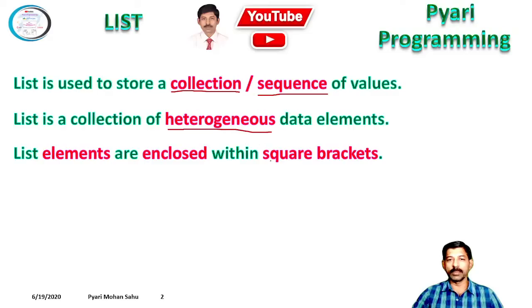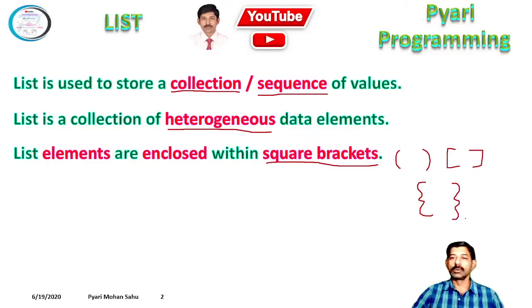This is quite an easy point for all of you. List is enclosed within the square bracket. Tuple is enclosed within parenthesis. This is called your parenthesis. This is called your square bracket. And this one is called your curly bracket. As you know, I am very strong in drawing, so you think this is called your curly bracket.